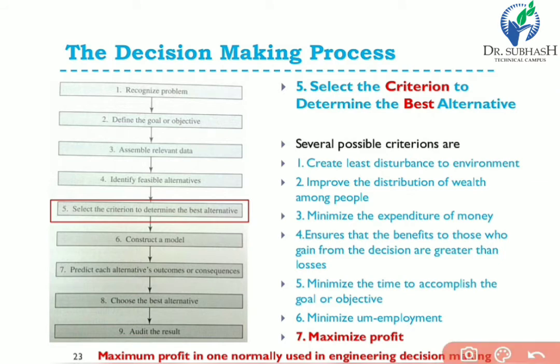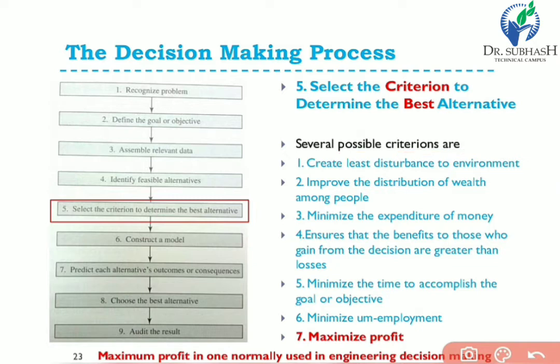Now, here we show several possible criteria. Based on these, we choose the best alternative. The first one is to create the least disturbance to the environment. It means that at the time of decision making, we also consider environmental problems.